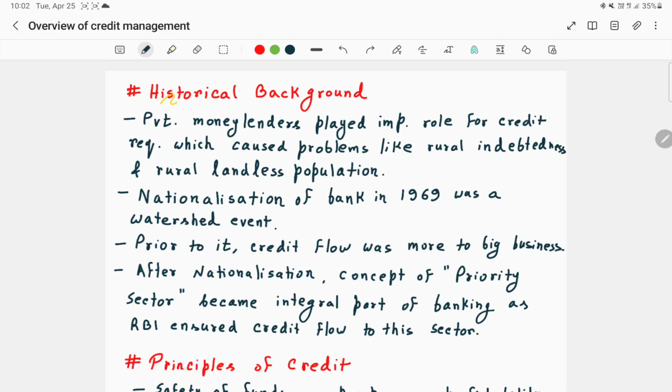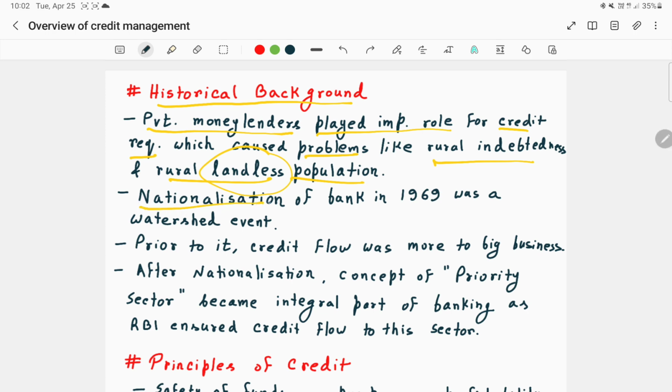Now let's discuss the historical background of credit. Earlier, what used to happen is that private money lenders played an important role for credit requirements, right, which caused problems in rural areas, and it increased the rural indebtedness and rural landless population. So people used to take money from private money lenders at a higher interest rate, which they were unable to pay, and as a result, the money lenders used to take up their land, and they became landless.